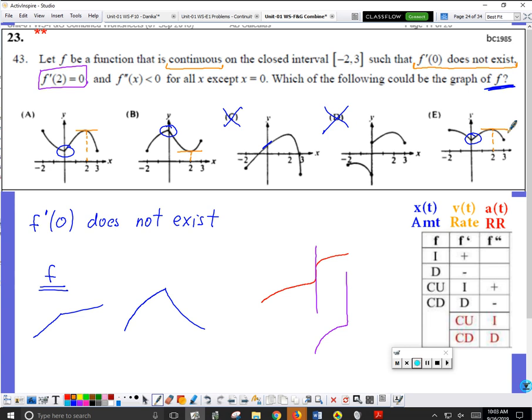Next one. It says f double prime is less than 0. This symbol's kind of tricky later, because in some readings it will mean x and y, but in this instance, it means y value. So it's saying all the y values of f double prime are negative. So I look over here. F double prime is always negative. The y values are always negative. So f must always be concave down.